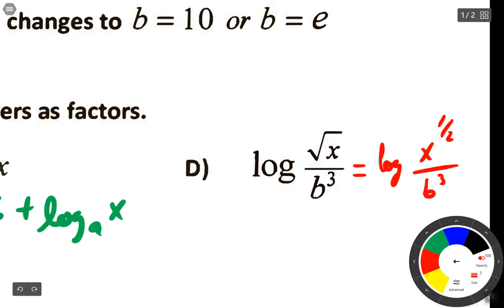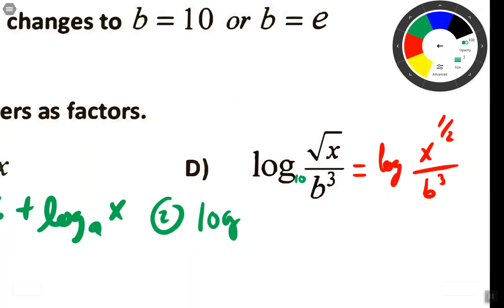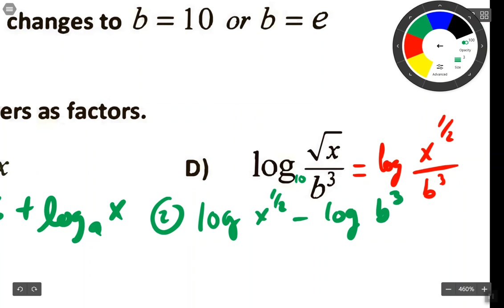Now first we're going to do the quotient part, which is property 2. First we're going to do 2. So is this going to become log of, and it's base 10, because there's no base written right here? You don't have to write it, but you need to know it. If it's not there, it's base 10. This is going to become log base 10 of x to the 1/2 minus log base 10 of b cubed, but we're not done yet. What can we do with those powers? It's property 3. Look at property 3.